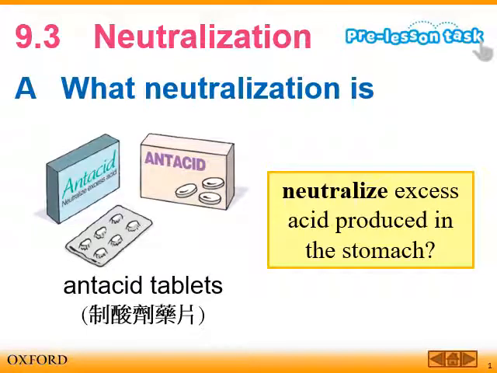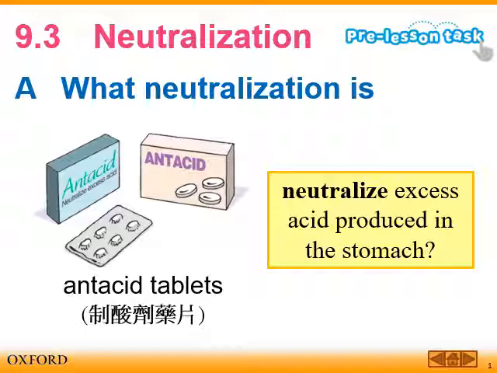Good morning, fellow students. Today we'll talk about neutralization. You can see in this PowerPoint, there are some antacid tablets, right? This antacid tablet is used to relieve pain of our stomach. One of the reasons we get stomachache is that our stomach produces too much acid.